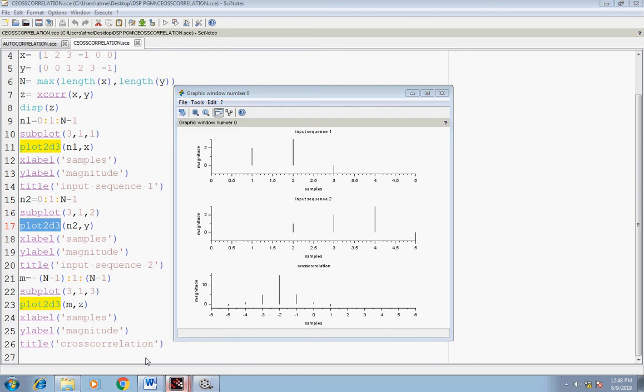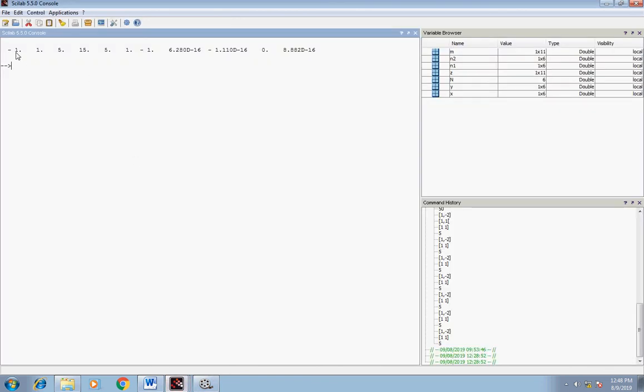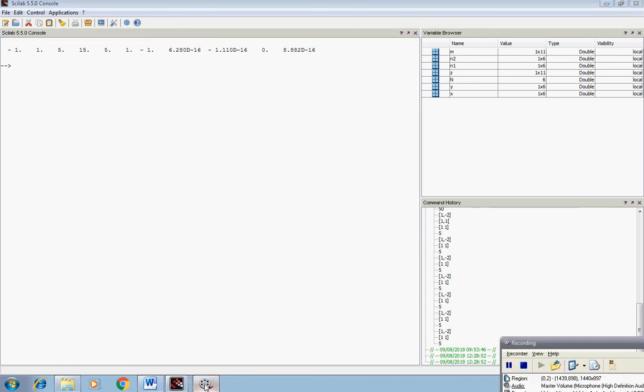When you look at this console window, you can see the values minus 1 1 5 15 5 1 minus 1. So you have a maximum value of 15 at minus 2. Okay, so this is the cross correlation, and this completes our experiment number 5.